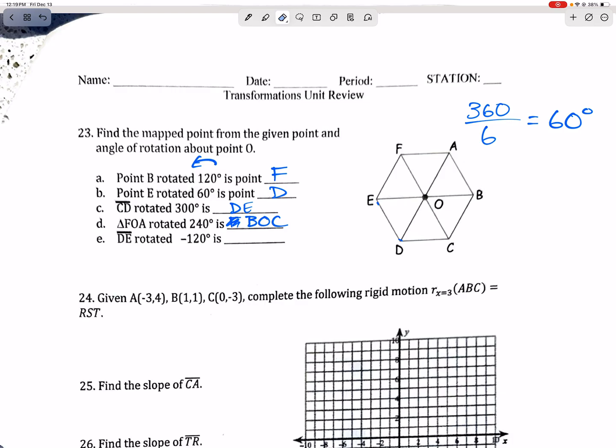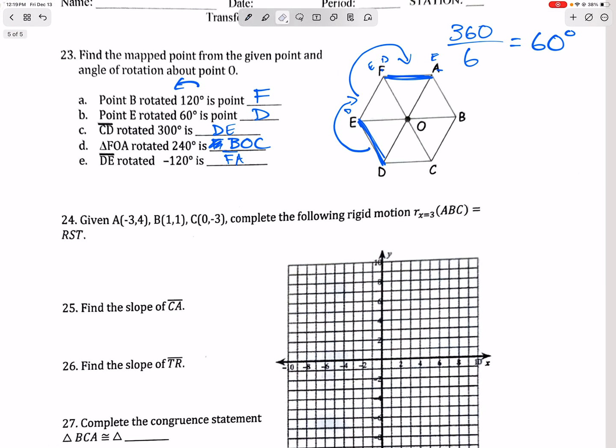Okay. DE. So we're at DE. And we rotate negative 120. So we're here, and this would become the D and the E. And then we rotate again. This is the D and the E when we're right here. That's 120 positive. So it's FA. Okay, I don't know what I was doing there. All right.